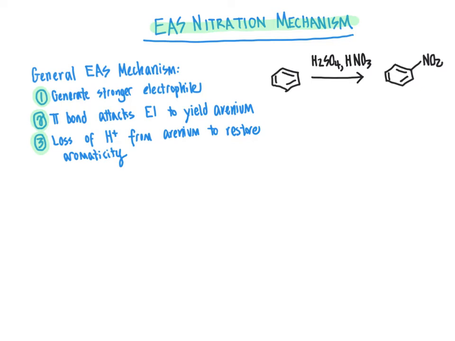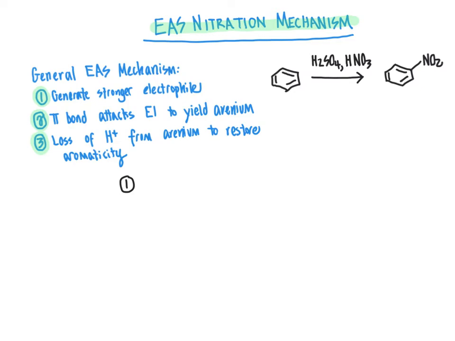First things first, generate a stronger electrophile. And that is going to involve the mixture of our sulfuric acid and nitric acid. If we look at the pKa's of those two molecules, sulfuric acid and nitric acid, sulfuric acid is the stronger acid. It has the lower pKa value. And so what it's going to do is it is going to lose a proton to nitric acid.